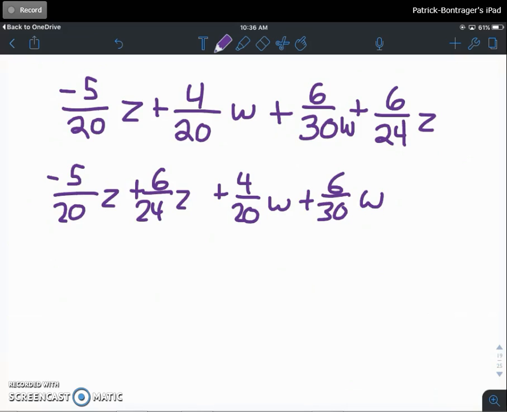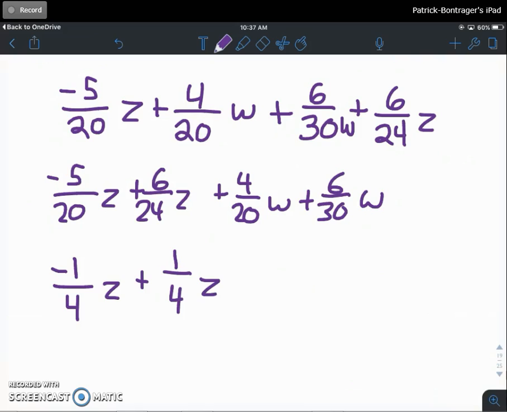So what's the biggest number that goes into 5 and 20? It is 5. 5 goes into negative 5 one time, or negative 1 times. 5 goes into 20 4 times. What's the biggest number that goes into 6 and 24? It'd be 6. 6 goes into 6 once. 6 goes into 24 4 times.